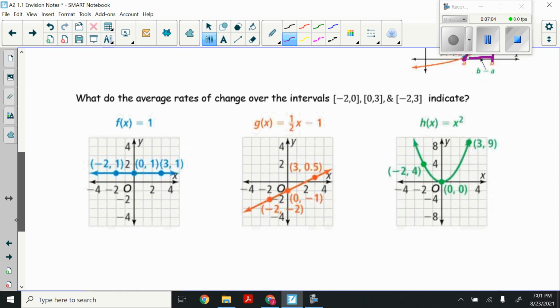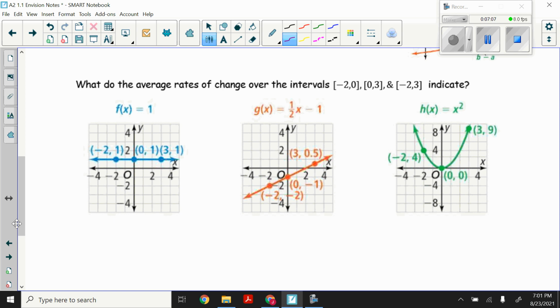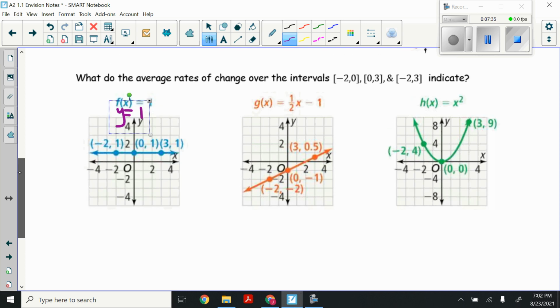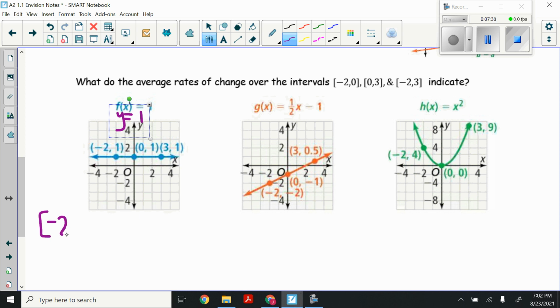All right, so down here, what do the average rates of change over the intervals -2 to 0, 0 to 3, and -2 to 3 indicate? Okay, so we're going to start with this first one. We have 3 different problems for each of these. So this first one, they tell me that the function is f of x equals 1. So this is the same thing as saying y equals 1. This is the horizontal line, y equals 1. So first, we're going to do the interval from -2 to 0. And remember, intervals are x values that they give to me.